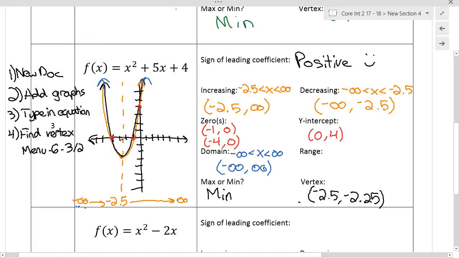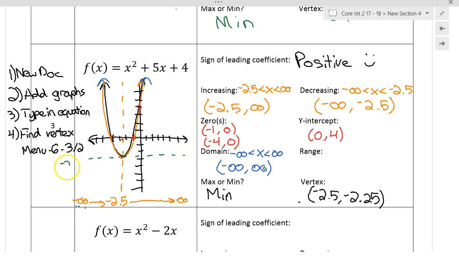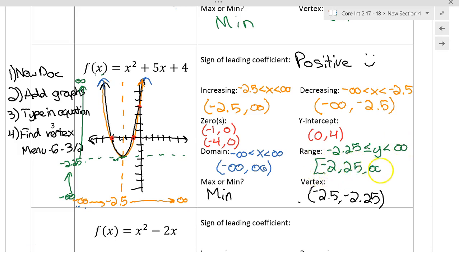My range, again, I can draw another line through my vertex and be like, okay, this is negative 2.25. Down here is negative infinity. This is infinity. Again, we're always reading bottom to top this way. Where's my graph? Is my graph between these two or these two? So look, my graph is between these two. Negative 2.25 to infinity. So negative 2.25 less than or equal to y, which is less than infinity. So I have negative 2.25 to infinity.